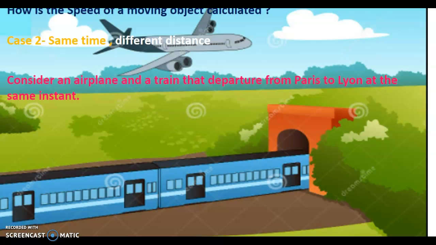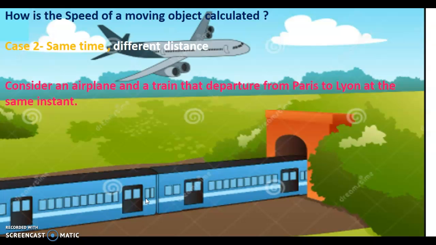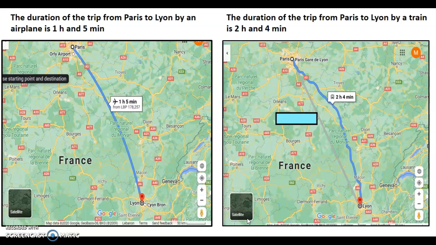Now case 2: same time, different distance. Consider an airplane and a train that depart from Paris to Lyon at the same instant. The duration of the trip from Paris to Lyon by airplane is 1 hour and 5 minutes, while the duration of the trip from Paris to Lyon by train is 2 hours and 4 minutes.